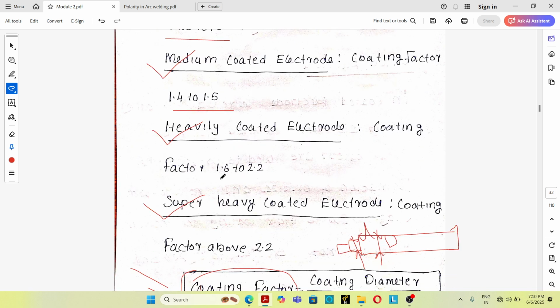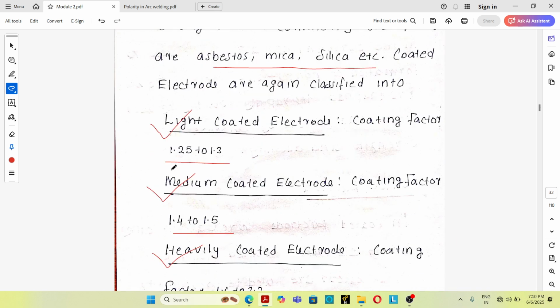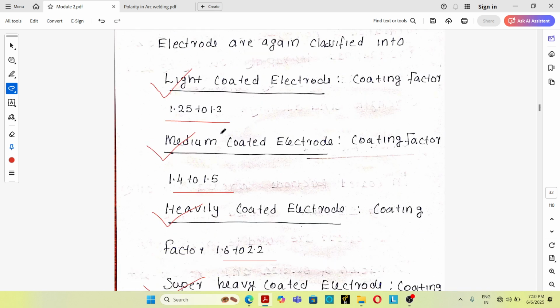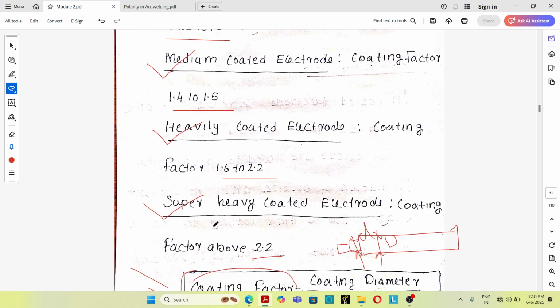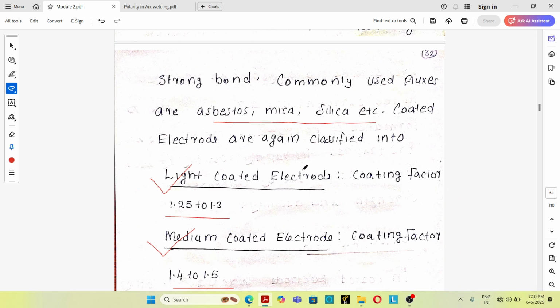Heavily coated electrode, coating factor 1.6 to 2.2. Super heavily coated electrode, coating factor above 2.2. See, these are the classifications based on the coating factor. So, based on the coating factor, consumable electrodes are classified into light coated electrode, medium coated electrode, heavily coated electrode, and super heavily coated electrode.